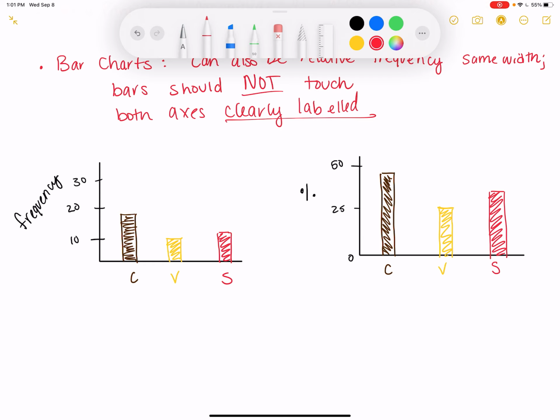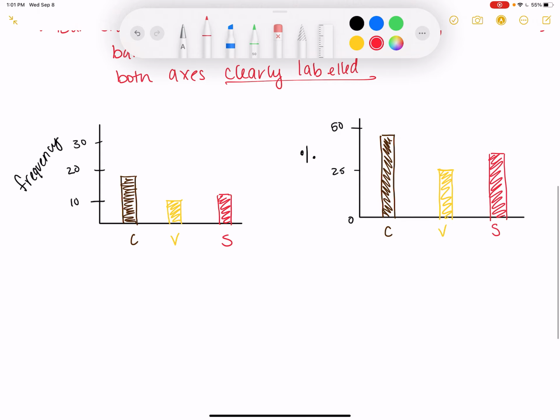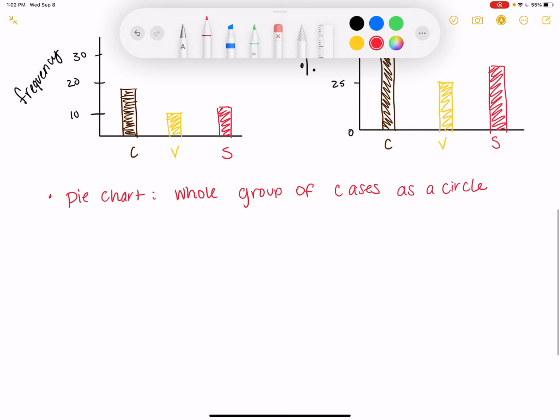All right, one page of notes done. I really finished the page. Oh, sorry, you know, I have highlights. All right, next definition. Pie charts. A whole group of cases as a circle. I like that. I like these so much.